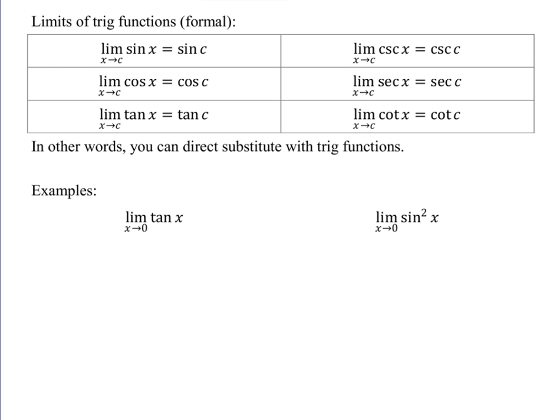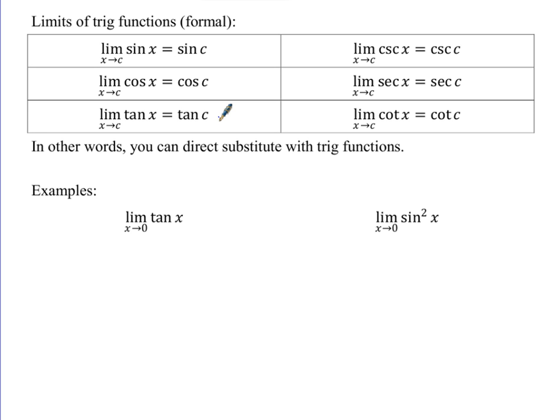Later on this year, we'll work with them a little bit more, but for the most part, sine, cosine, tangent. This is pretty straightforward stuff. If I direct substitute c in for x, I get sine of c. Same thing for cosine, and really the same thing for tangent. The only thing about tangent is we have to be careful of vertical asymptotes. All right? Because remember, tangent is actually not continuous.